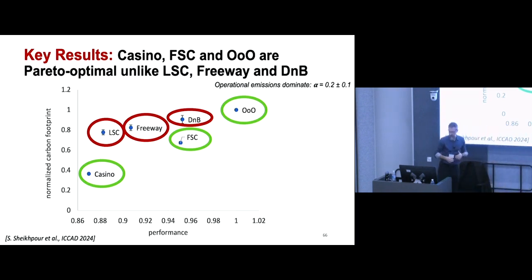What we could find out was that FSC, Casino, and out-of-order are basically Pareto optimal points. Yeah? You can't do any better. LSC, Freeway, and Delay and Bypass are not Pareto optimal. They are overruled by some of the other architectures here in terms of both carbon footprint and higher performance.